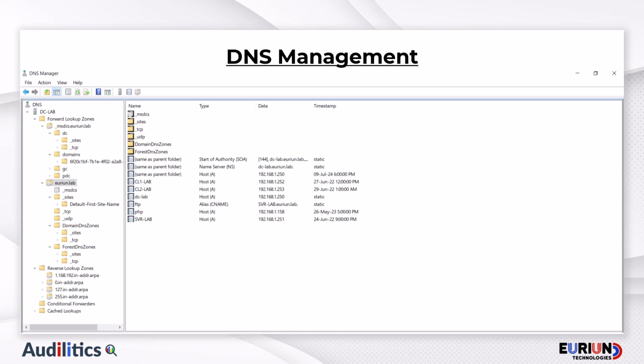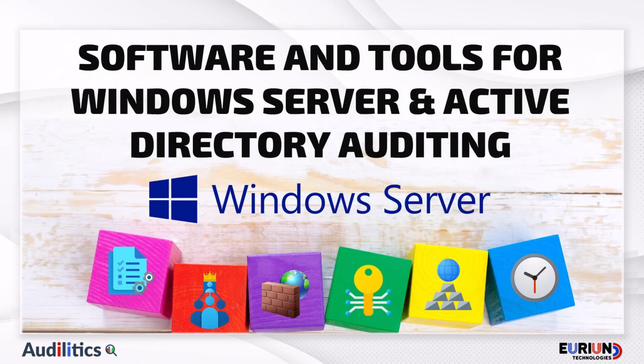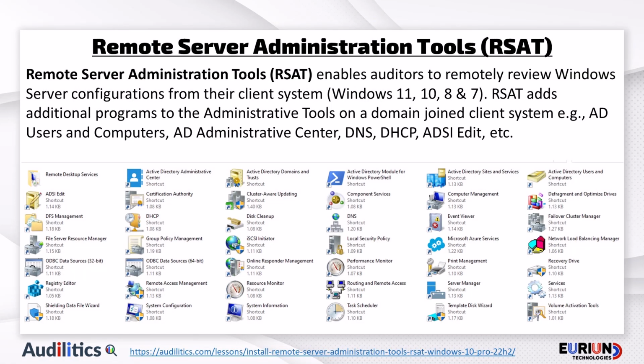Active Directory might be the most used feature in Windows Server, but there are other applications and services that are also commonly used and require audit checks, such as the DNS, TLS, and NTP configurations. Some of the software and tools auditors can use to test, evaluate, verify, and validate Windows Server and Active Directory configuration and security include Remote Server Administration Tools, RSAT.